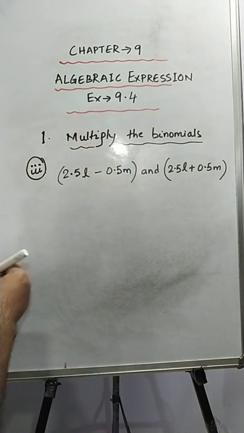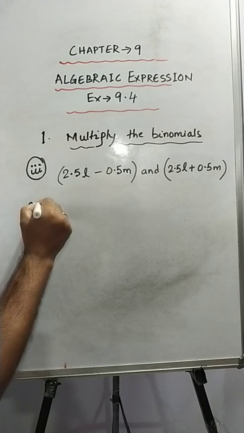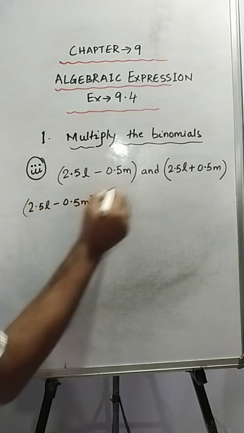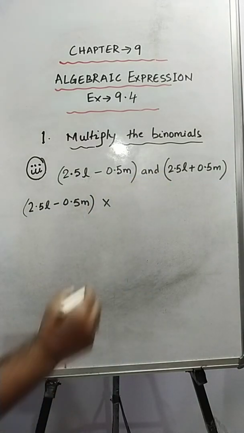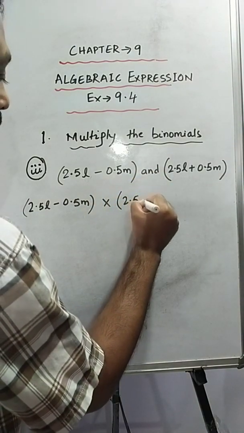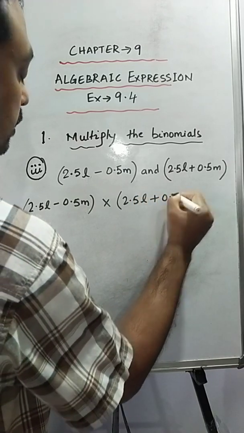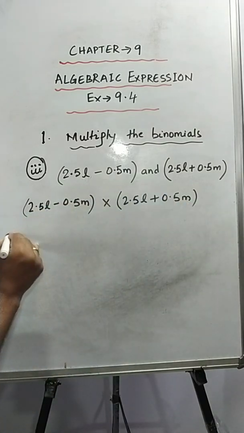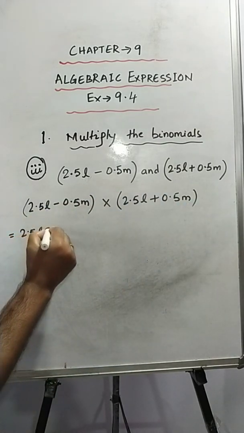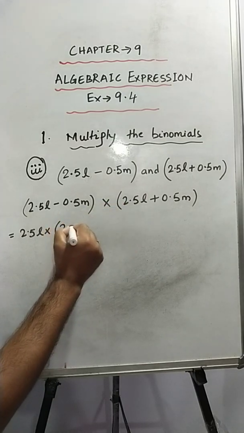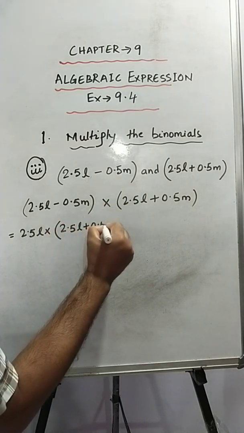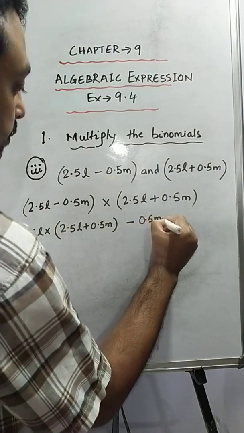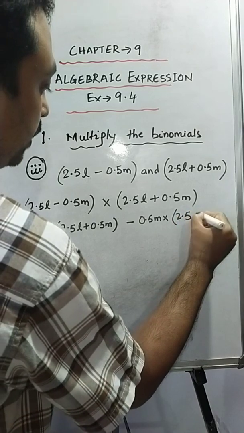Again we have to do the same thing. First of all, (2.5L - 0.5M). In place of 'and' we'll put a multiplication sign. So (2.5L + 0.5M). Now with this first term we have to multiply this binomial. So 2.5L into (2.5L + 0.5M), minus 0.5M into (2.5L + 0.5M).